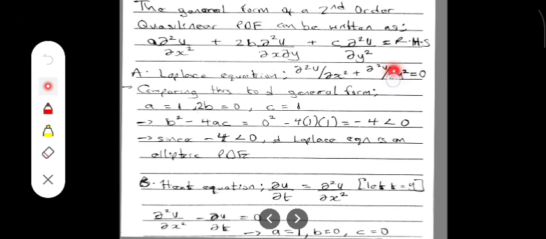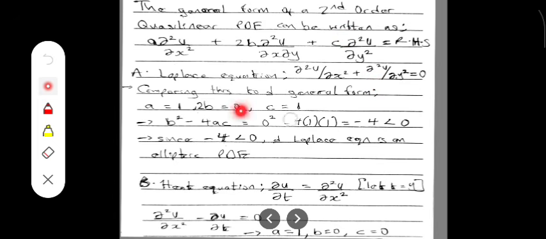Now compare this to the general form of a second order quasi-linear PDE. Looking at this, we will observe that the coefficient of del square u over del s square here, which is similar to this one, a is equal to 1. Now the second term in this general form is missing here. There is no partial derivative with respect to s and y, so b is equal to 0. That is, the coefficient of 2b is equal to 0. And the third one here is similar to this one also. The coefficient here is equal to 1, c is equal to 1.